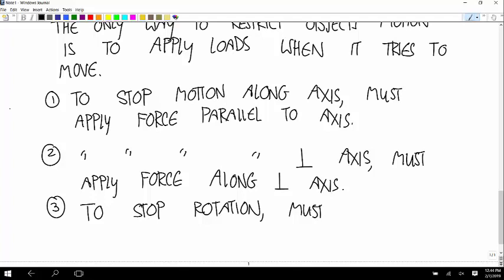To prevent rotations, you apply couples. To stop a rotation, you must apply a couple. Now we're in 2D, so there's only one axis where you can apply couples. That's going to change when we get to 3D.